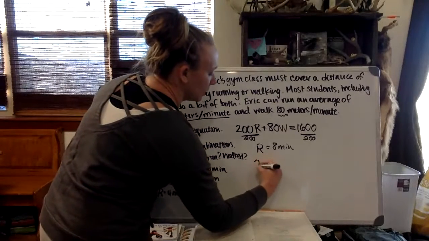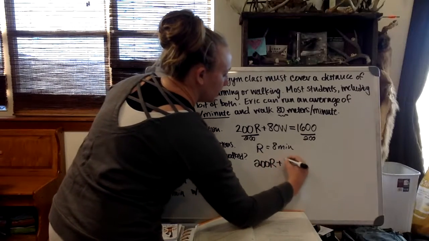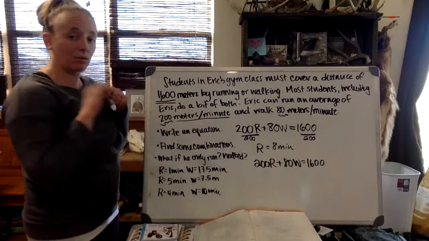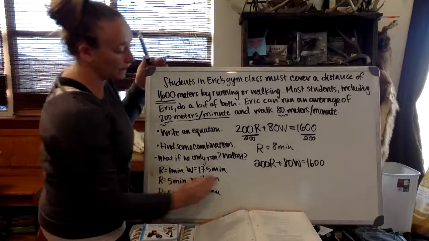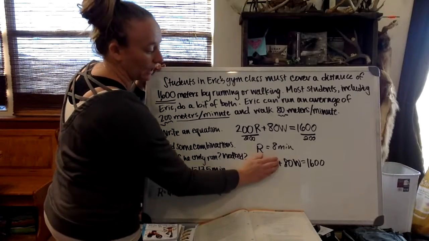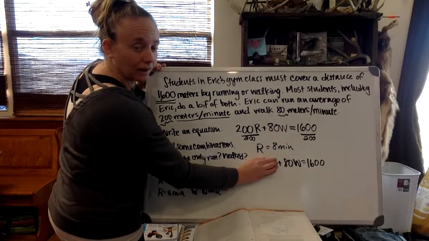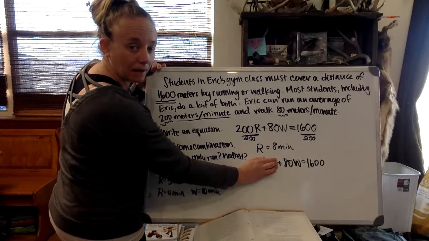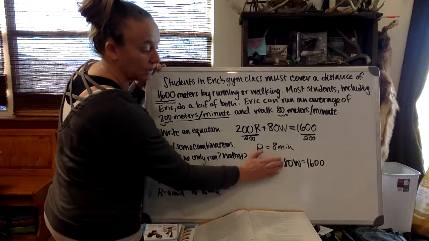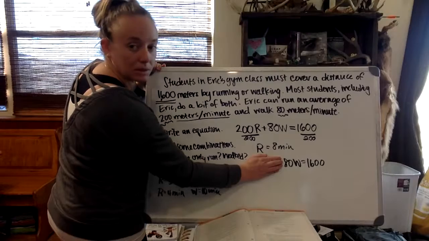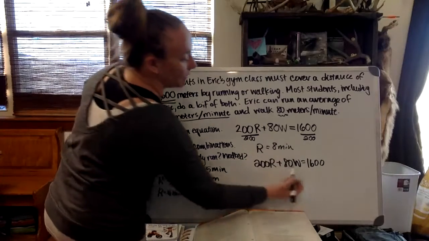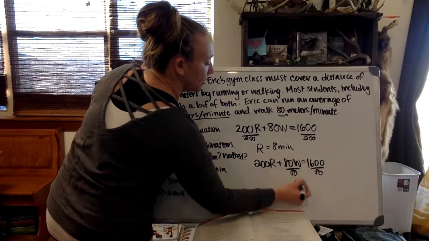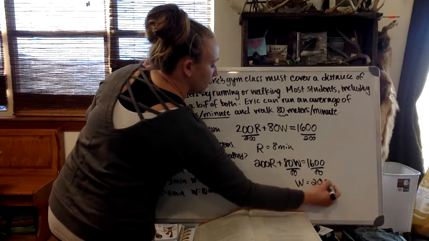If we have this next one, 200R plus 80W is equal to 1600. So what if he did not run at all? Maybe his knees hurt or something like that, or he just didn't feel like it for that day. So you guys feel like that sometimes, right? So if he didn't run at all, that means that whole part doesn't matter because we have 0 times 200, or that would just cancel out. So we have 80 times W is equal to 1600. That means we have to divide by 80 on both sides, and we get W is equal to 20 minutes.